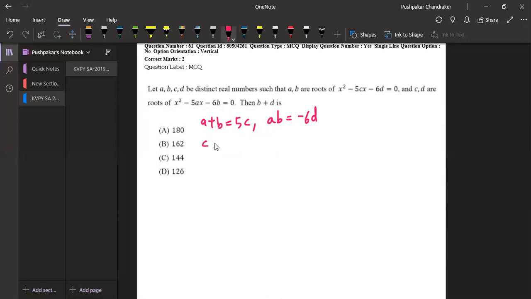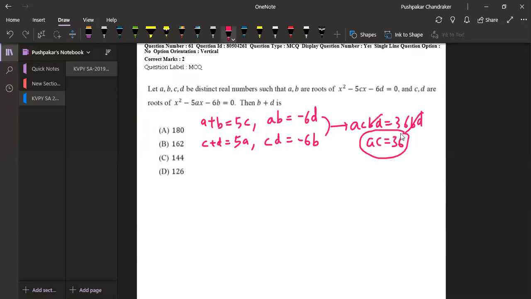Correct. In the same way, the roots of this are C and D. So you can write C plus D, the sum of the roots, is 5A, and the product of the roots, CD, is nothing but minus 6B. Now you can notice here, if I multiply these two, I get ACBD equal to 36BD. BD gets cancelled, you get AC equals 36. It means the connecting links should be A and C.